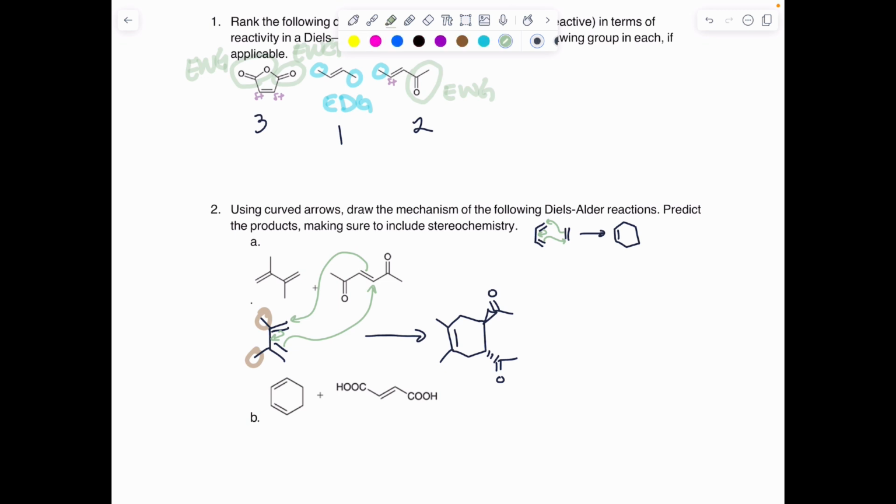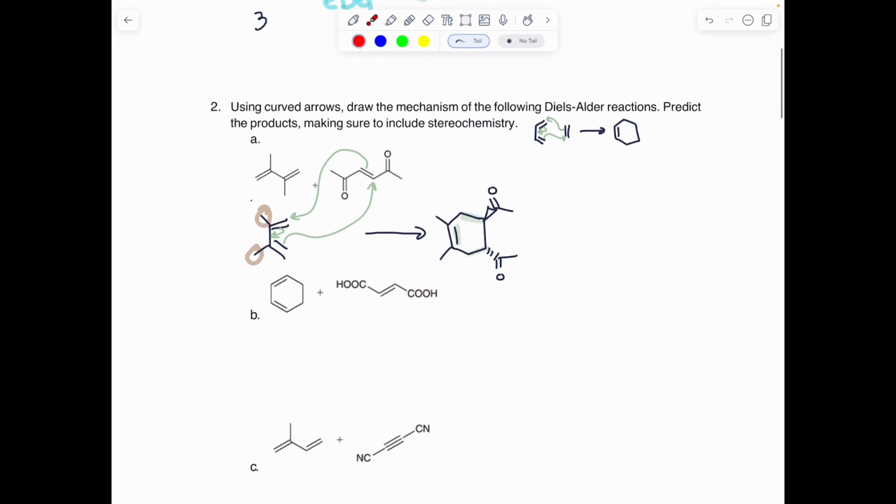And just as a reminder, the bonds that we created were this bond here, and this double bond. So we broke 3 bonds initially, we broke these 3 bonds, and then we formed those 3 bonds.